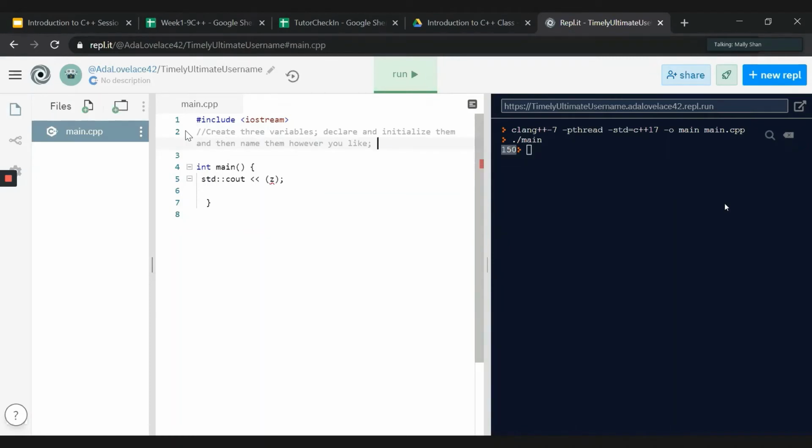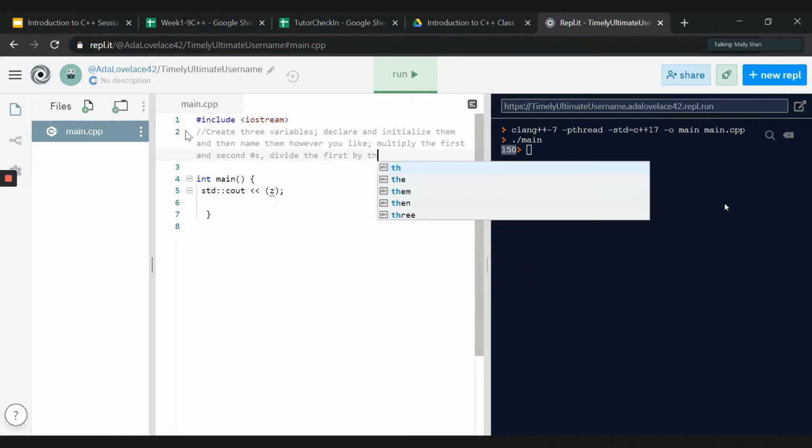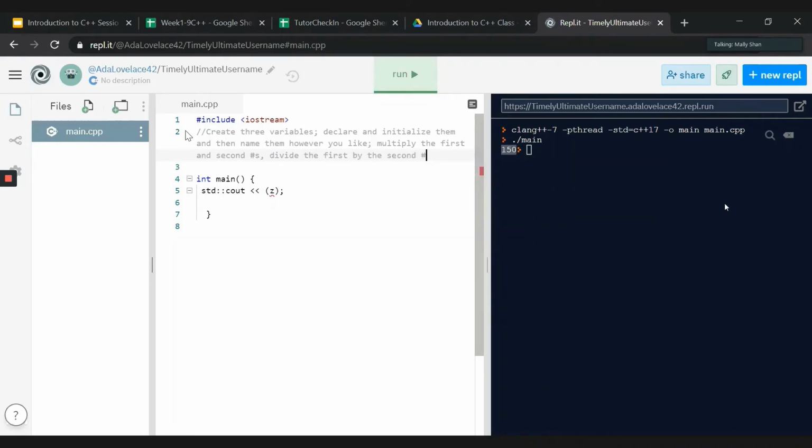But then I want you to do a series of operations. So I want you to multiply the first and second numbers, divide the first by the second number, and then do modulo of the third and second number.